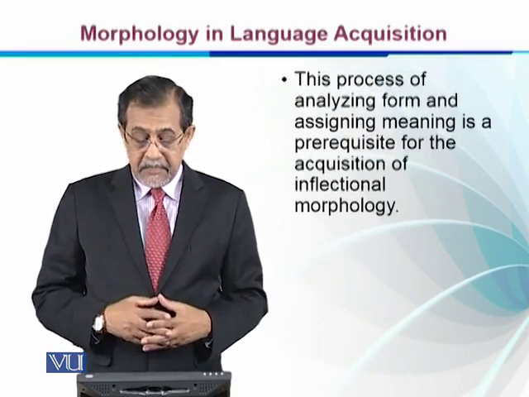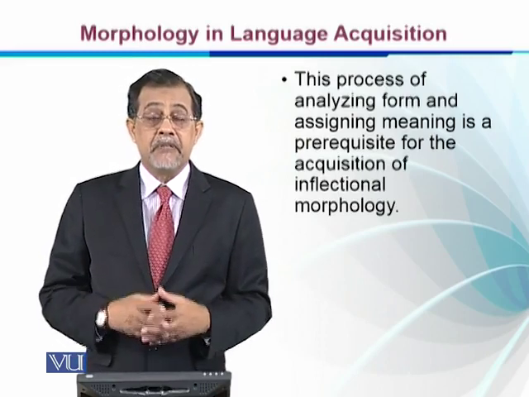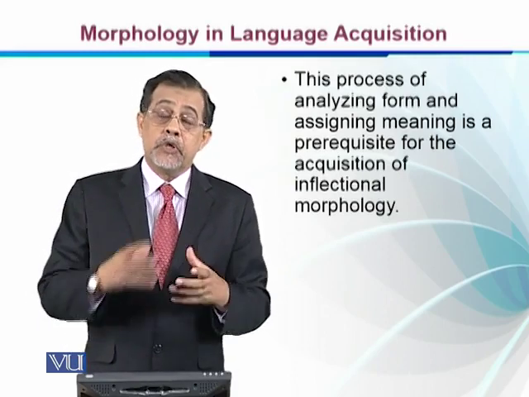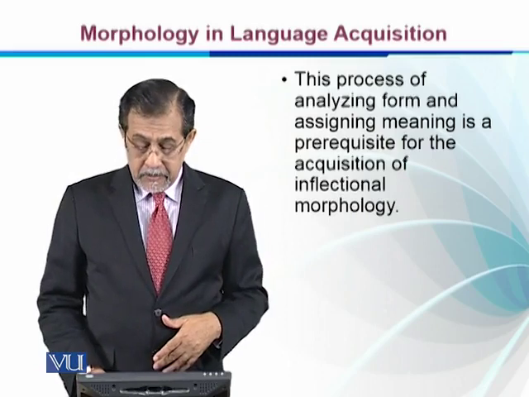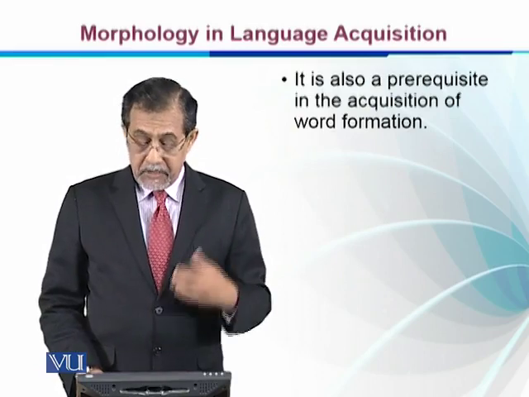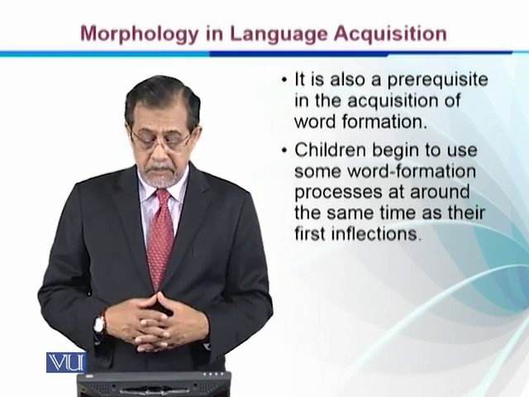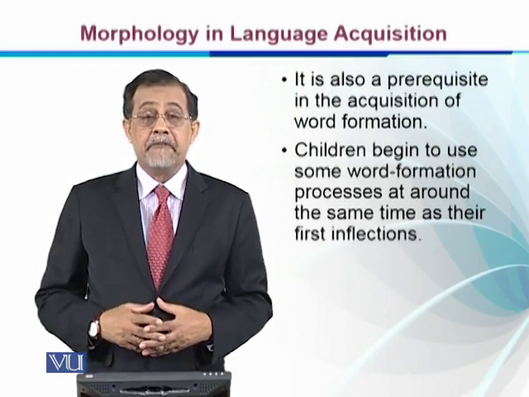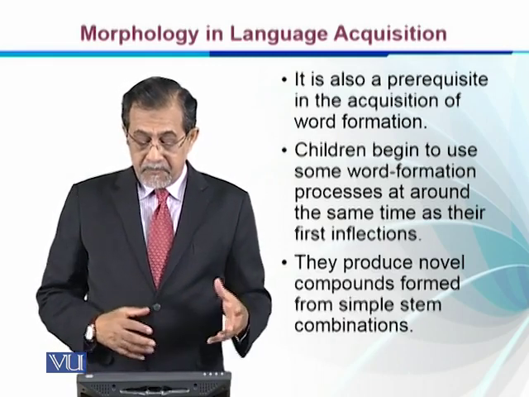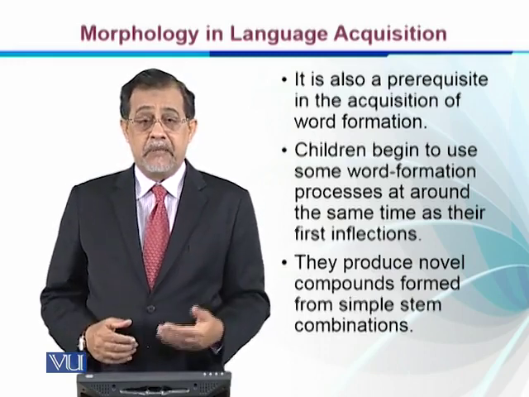This process of analyzing form and assigning meaning is a prerequisite for the acquisition of inflectional morphemes, in which they add different affixes to change the grammar of the words. It is also a prerequisite in the acquisition of word formation, that is, how they can form new words. Children begin to use some word formation processes at around the same time as their first inflections. They produce novel compound forms from simple stem verb combinations, and we have cited many examples in this regard.